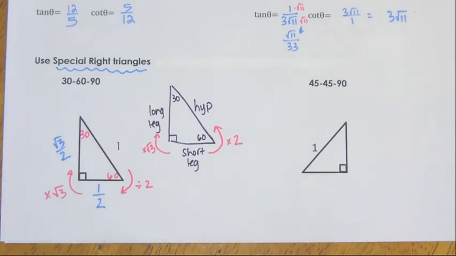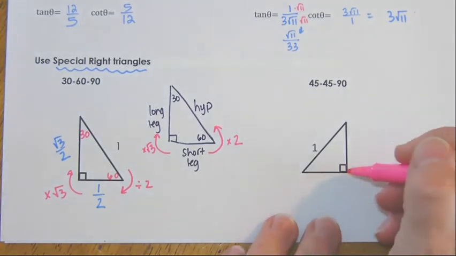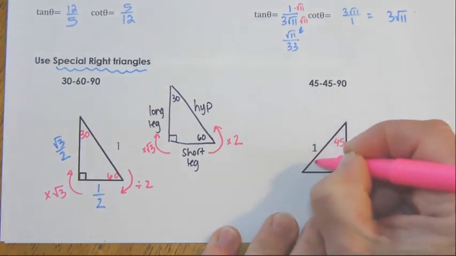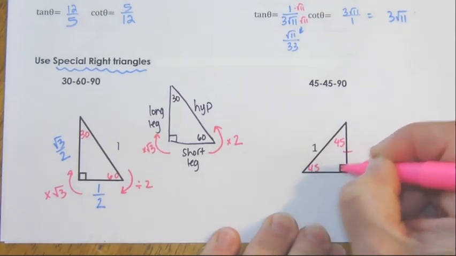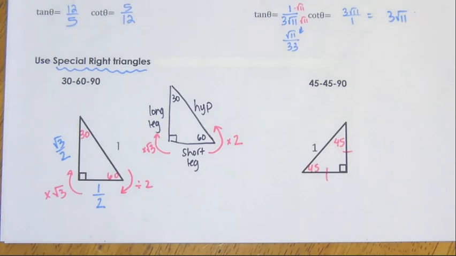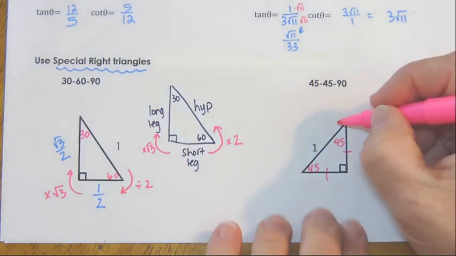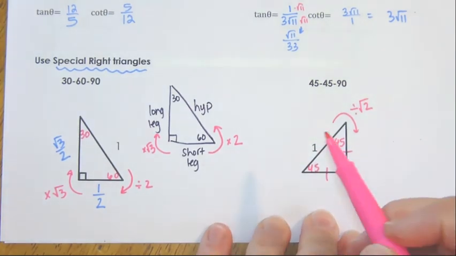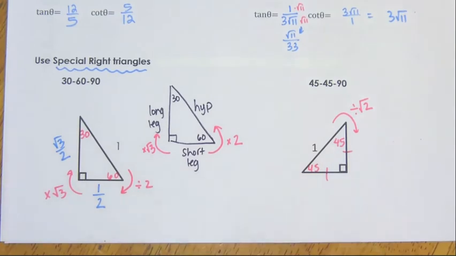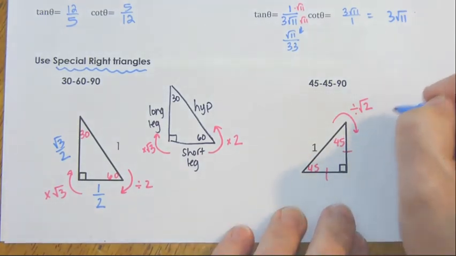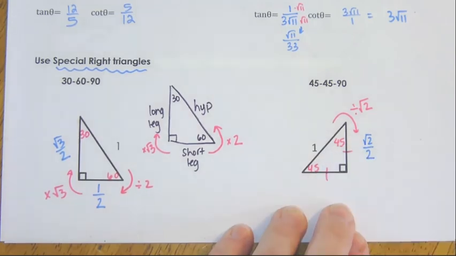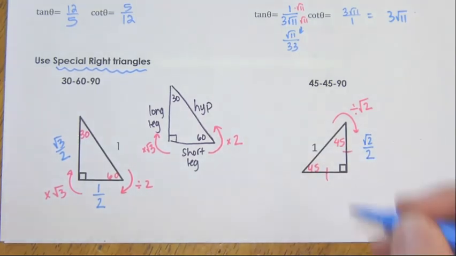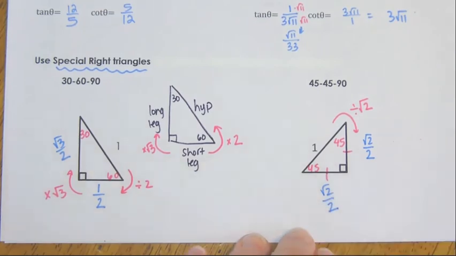So in a 45, 45, 90 triangle, you have a right angle, and then you have two 45-degree angles. So this is actually an isosceles triangle here, where these legs are always going to be congruent. Now, again, I told you the hypotenuse is 1. To get from the hypotenuse to a leg, you're going to divide by radical 2. So if I did 1 divided by radical 2, you can use your calculator to do this, but you would get radical 2 over 2. If that side is radical 2 over 2, then the other leg is radical 2 over 2.